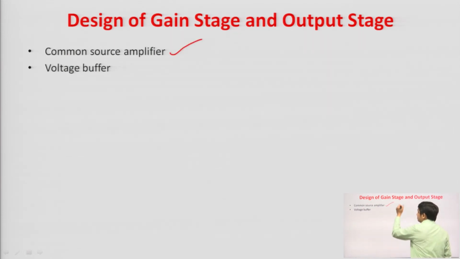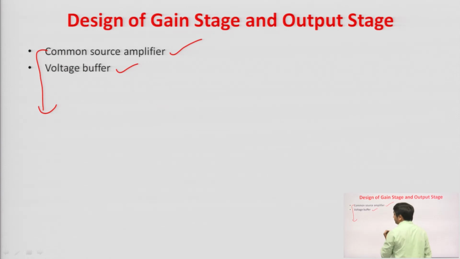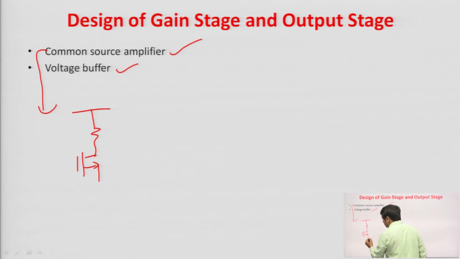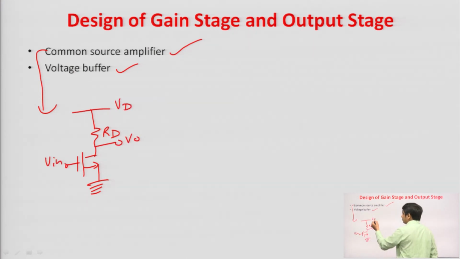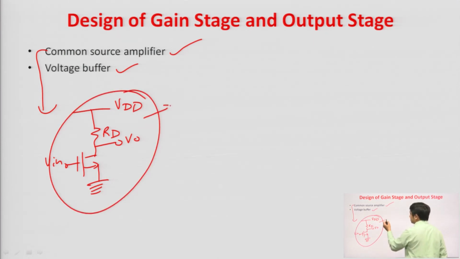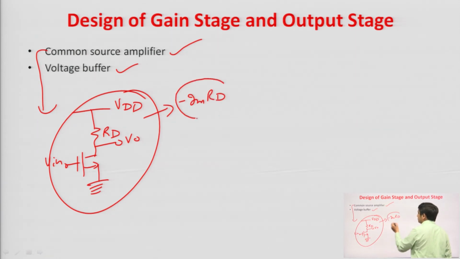For the gain stage we can use the common source amplifier, and for the output stage we use the voltage buffer. As far as the common source amplifier is concerned, we can design it for different load conditions. For example, let us take the example of the resistive load. This is the drain resistance RD, this one is Vin, this one is Vout, this is the supply voltage VDD. The voltage gain of this resistive load common source amplifier is minus gm into RD. The minus sign is there because the common source amplifier is an inverting amplifier, right.